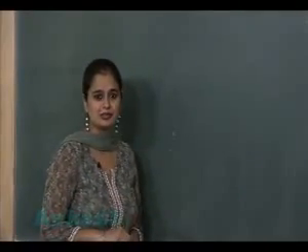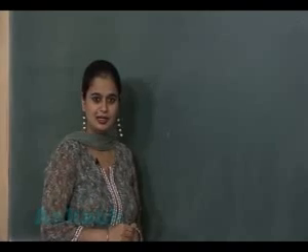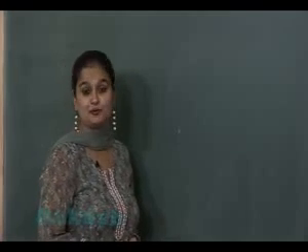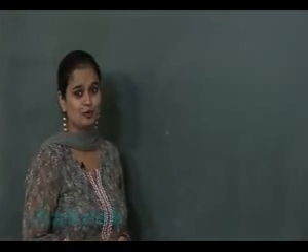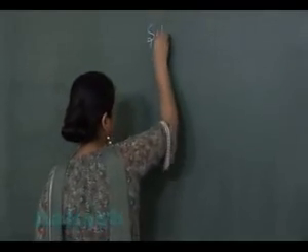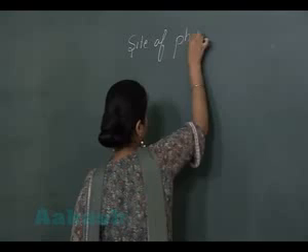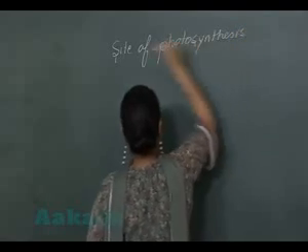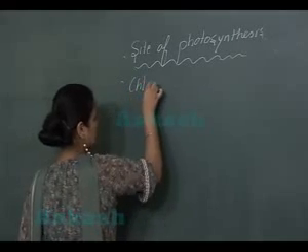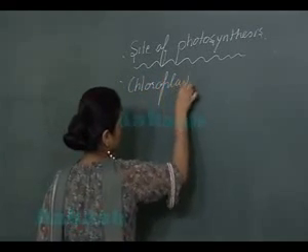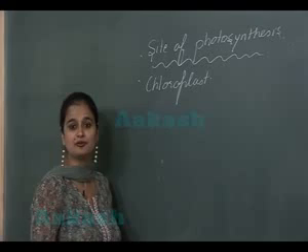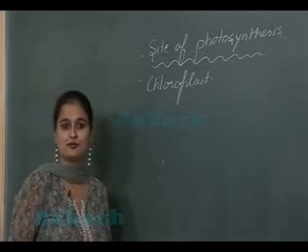Main site of photosynthesis in the plant, that is leaves. In the leaves, that is the mesophyll cells, and mesophyll cells, for performing the photosynthesis, they possess chloroplast. So in the green cell, the site of the photosynthesis, that is chloroplast. That's why the chloroplast is also known as kitchen of the cell. It results in the food formation.